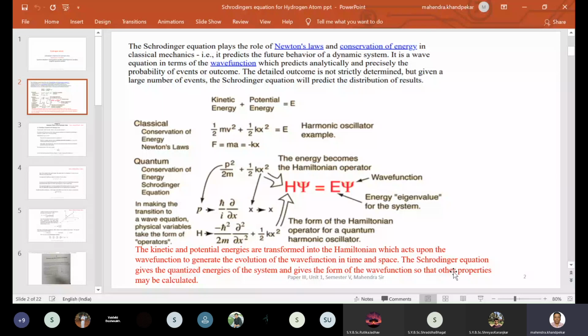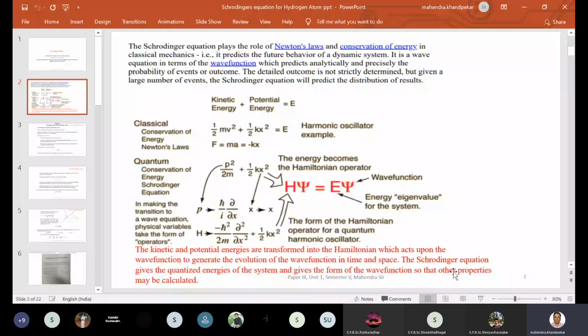Also, we know that F is equal to ma, and in terms of restoring force, it can be written as minus kx. Now, if you look at the LHS, we know that momentum p is nothing but mv. So if you take p square by 2m, it is half mv square. Let us keep half kx square as it is.